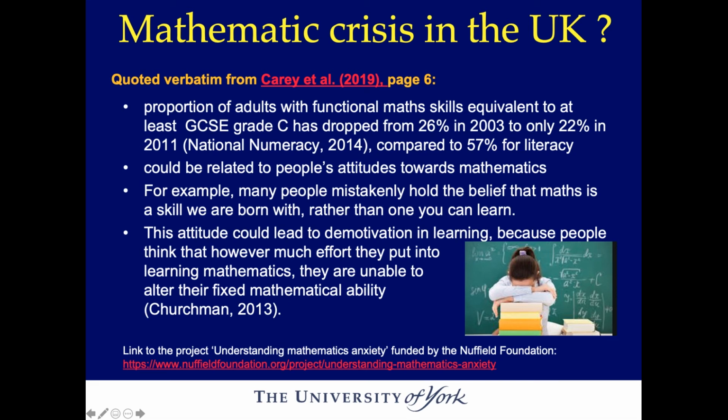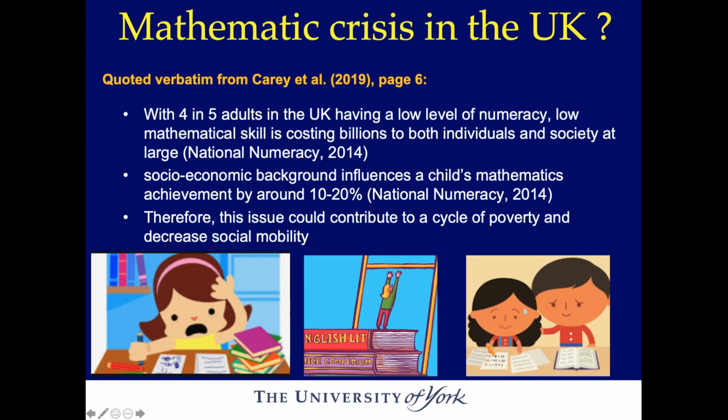Here, in a report in 2011, only 22% of adults have functional math skills that are equivalent to at least the GCSE grade of C. And this has dropped over recent years, and actually is much better for literacy. They suggest this could be to do with people's attitudes, that many people might think that math is a skill we're born with and you can't learn it, and that these attitudes lead to demotivation, but that it also might be related to math anxiety.